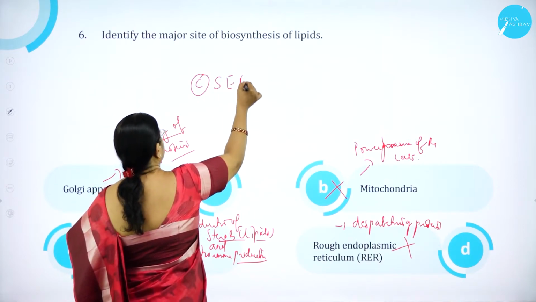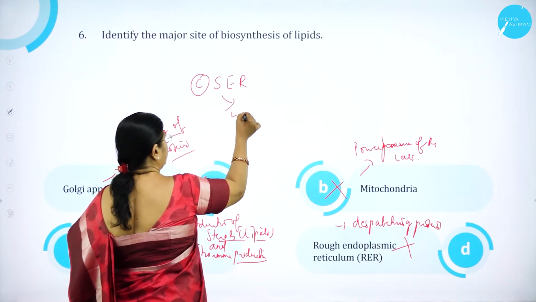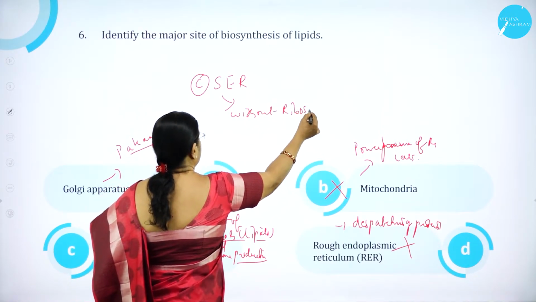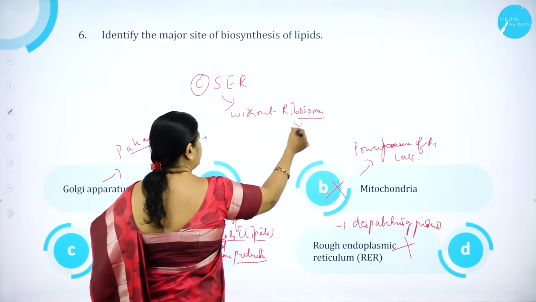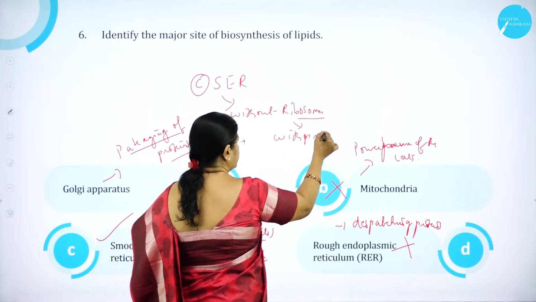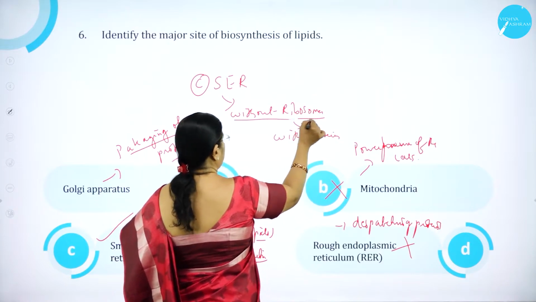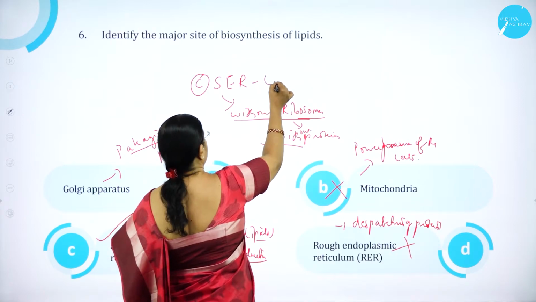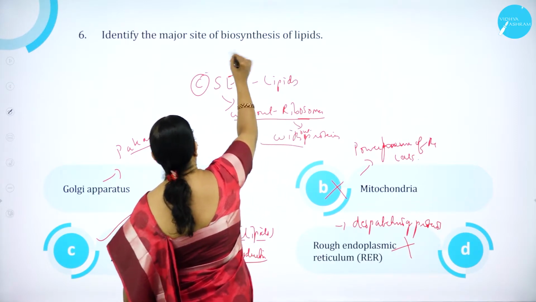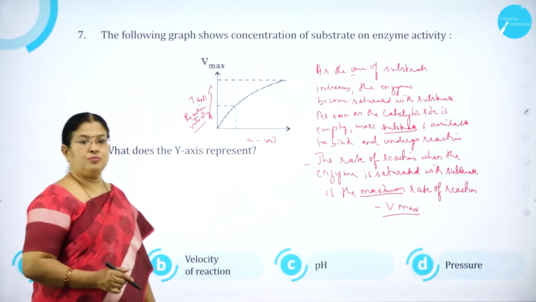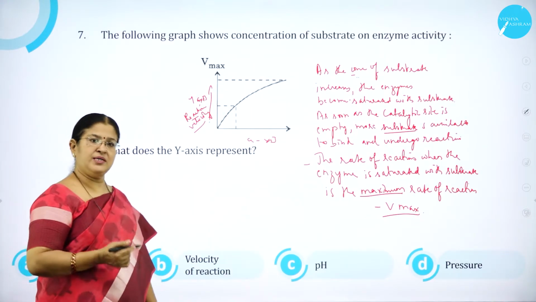SER. Why is it called smooth endoplasmic reticulum? Without ribosomes. So it has nothing to do with proteins. Without ribosomes means without proteins. So it is synthesis of what? Lipids. So option C is correct. Moving on to question number 7.